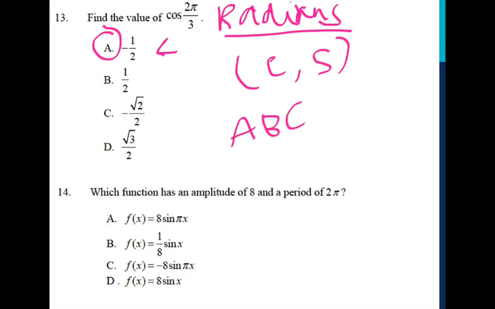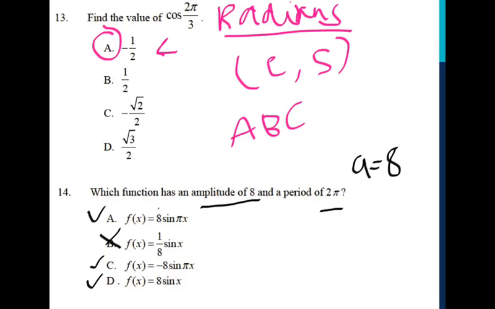All right, 14. This is more recent, so this should be fresher in your brain. Which function has an amplitude of 8 and a period of 2 pi? So amplitude of 8 means that first thing, A should equal 8. So A is okay because there's an 8 right there. B is not that. C is still okay. The negative just means it's reflected. We're not going to rule it out yet. D is okay. So B is so far the only one we can rule out.